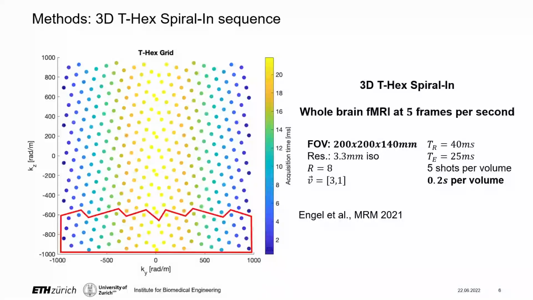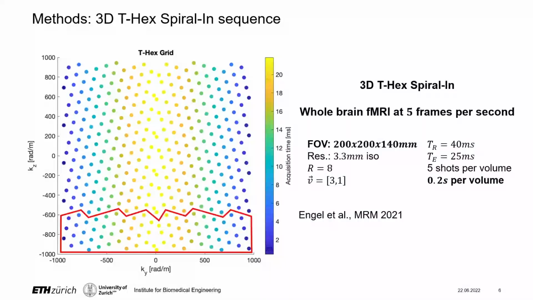This tilted hexagonal grid is uniformly, densely spaced in k-space. This dense uniform spacing leads to a wide spreading of aliases in the image domain that is also uniform. It's a CAIPIRINHA kind of idea behind this, and that poses the inverse problem we need to solve during image reconstruction quite nicely. As you can see on the right, the two really interesting specifications are that we have quite a large field of view, which we are able to cover, and we cover it at 0.2 seconds per volume.